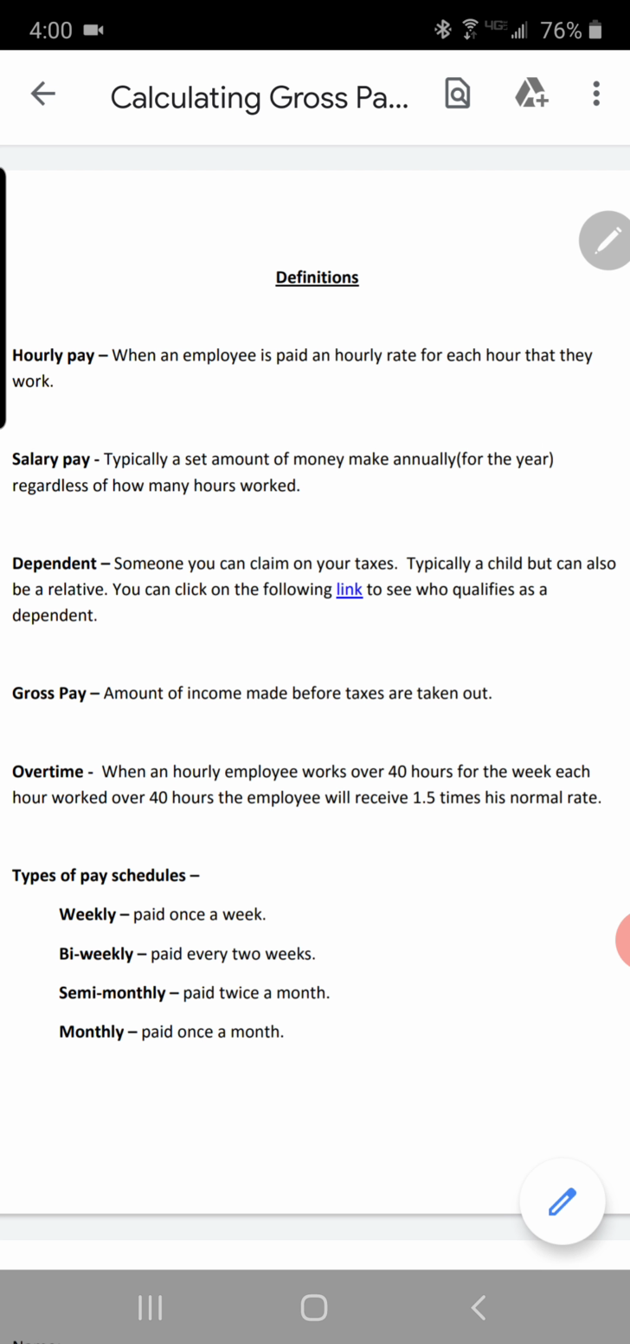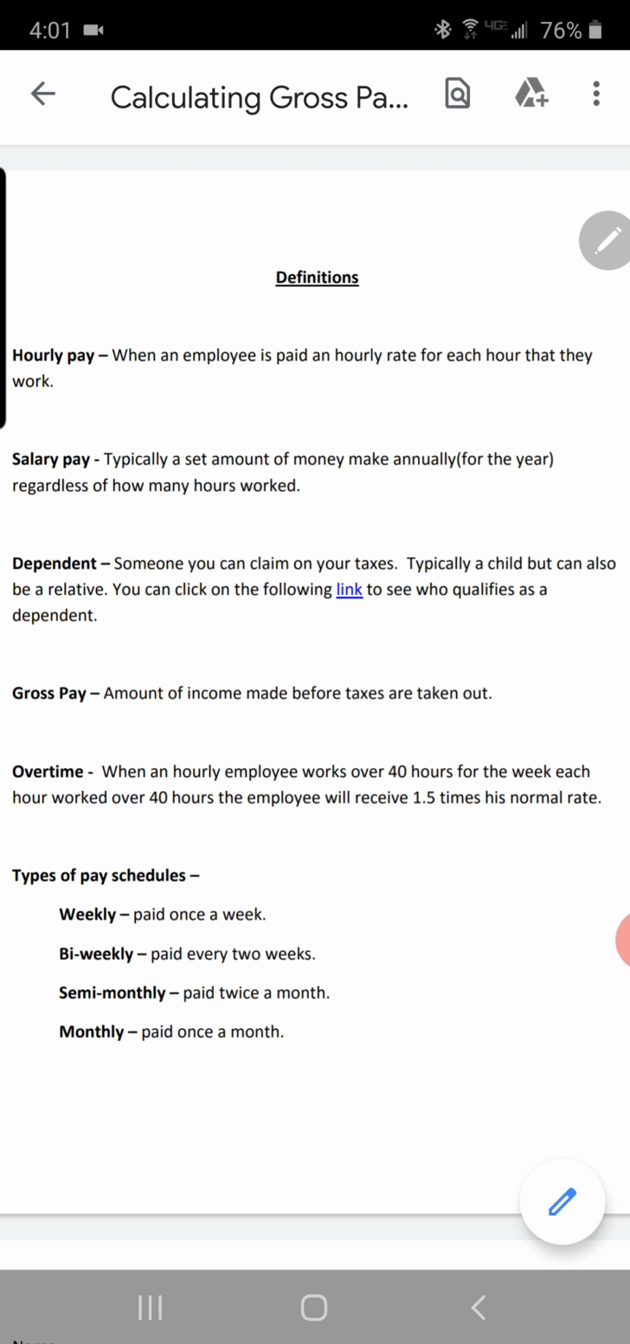Of course, types of pay schedules, you'll need to know this. If you get paid weekly, that just means you get paid each and every week or once every week. And bi-weekly, you get paid every 2 weeks. So just every 2 weeks, you'll just get your paycheck calculated up, and every 2 weeks you get paid. A lot of hourly employees will usually get paid weekly or bi-weekly.